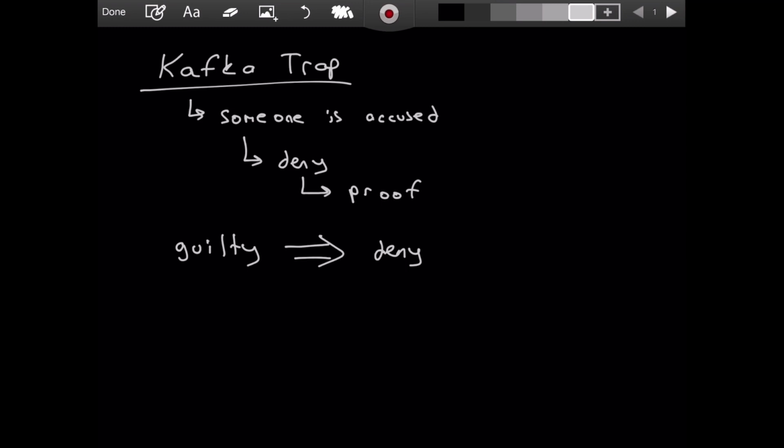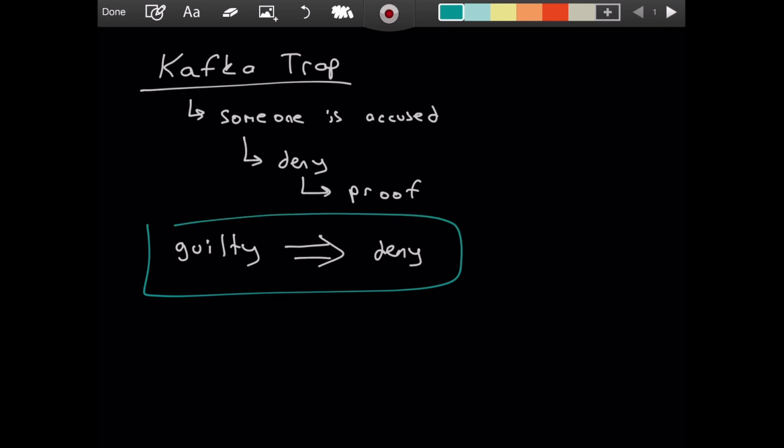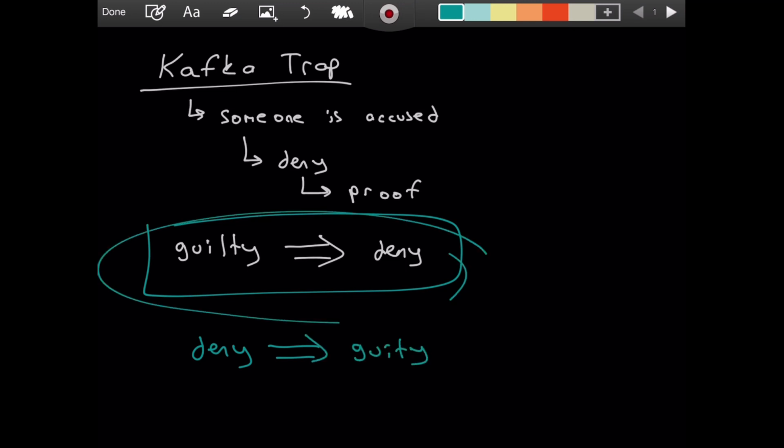There is a fallacy in this. And what is the fallacy? Well, this is the fallacy. We only know that if you're guilty, then you deny the accusation. But that doesn't translate to if you deny, then you're guilty. This result does not necessarily lead to the one below it, which is what the fallacy is actually about.